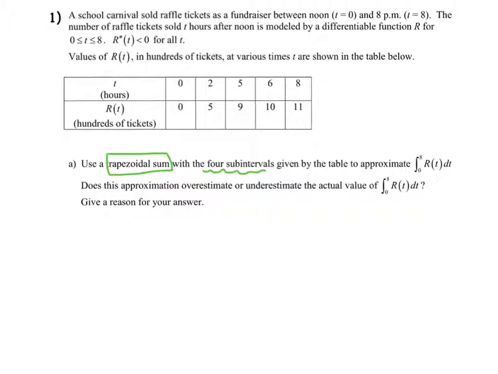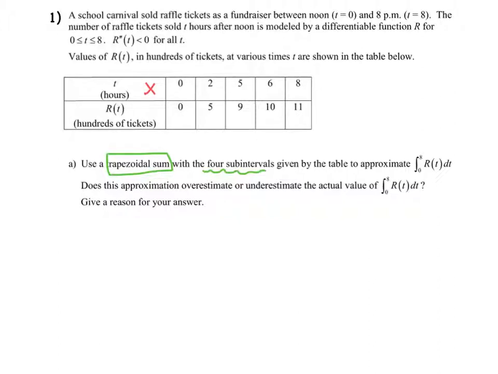If you look at this table, at our t values, which we want to think of as our x's along the x-axis, they are not at all evenly spaced. We have 0, 2, 5, 6, and then 8. Because of that, it's important to understand that our trapezoids do not have to be equally sized. It doesn't say 4 equal subintervals, it just says 4.